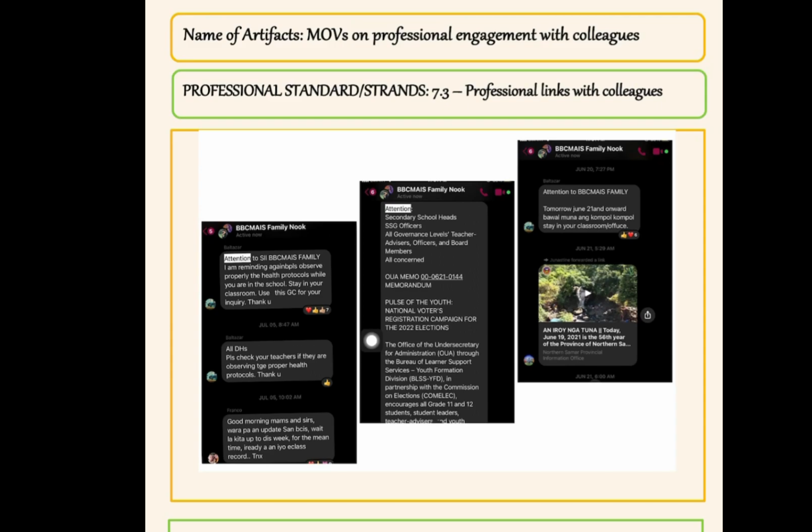So, ganyan lang kadali guys. Ganyan lang kadali yung LDM. So, yung dapat nyo lang gawin is to keep all those MOVs starting from the very first day of the school year 2020-2021 para hindi kayo mahirapan sa attachments.